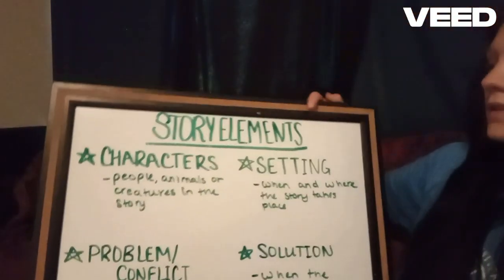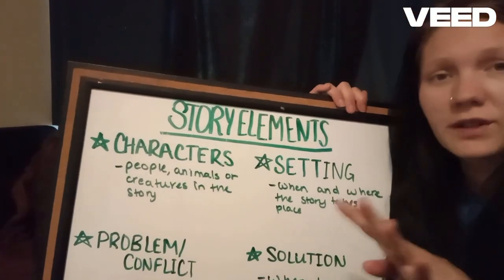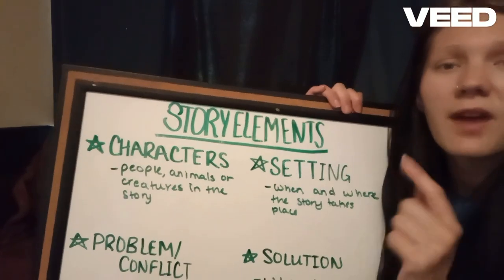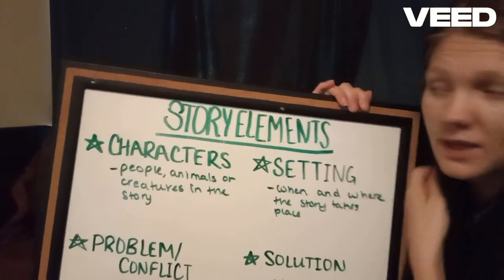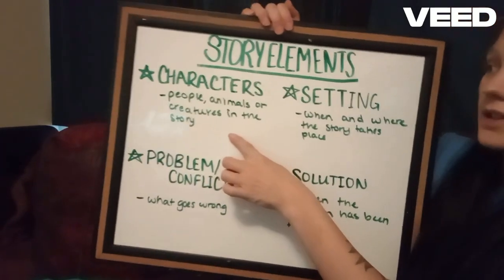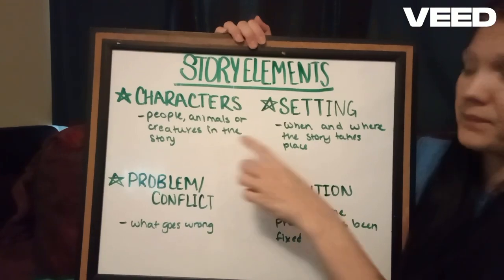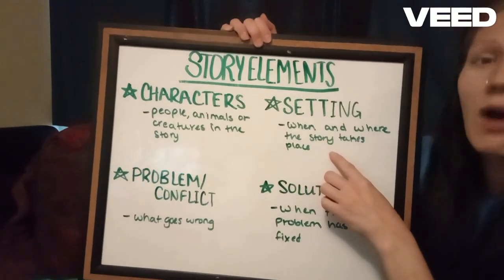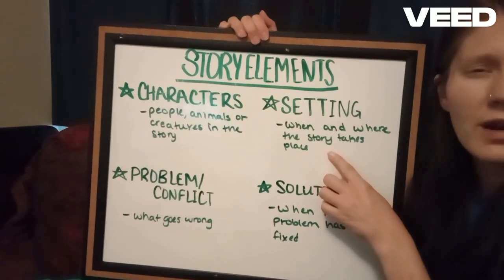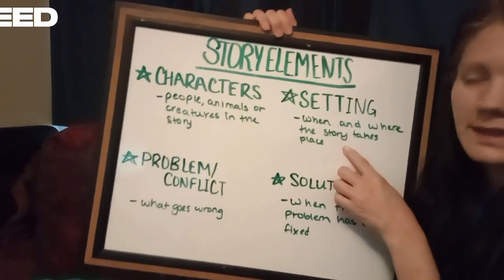Hey, story detectives, that was good hard working. Let's talk about the elements that we just learned. We talked about 4 different story elements that are essential to every story. The first one was characters, people, animals, or creatures that are in the story. The second one that we talked about was setting. That's going to be when or where the story is taking place.